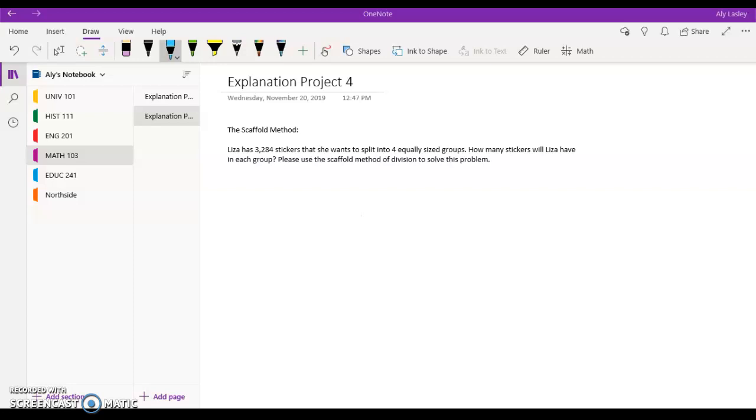So today we are going to be using the scaffold method of division to solve a word problem with a 4-digit dividend and a single-digit divisor. So let's read our word problem.